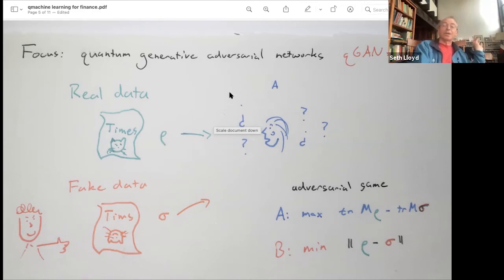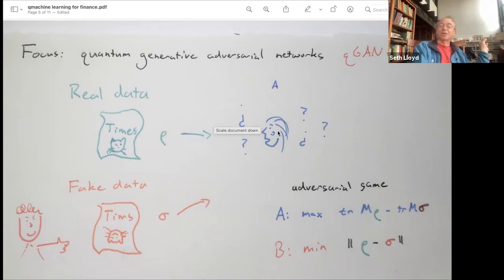Christian Weedbrook, the head of Xanadu, and I wrote the first paper on this back in 2018. Now there are dozens of papers on quantum generative adversarial networks. The idea is simple. We have a discriminator, whom I'm going to call Alice, and she has to discriminate between either real data or fake data. And Bob here is going to be generating the fake data. I've described the generative adversarial network in quantum mechanical terms: rho is just a quantum state, sigma is a quantum state.